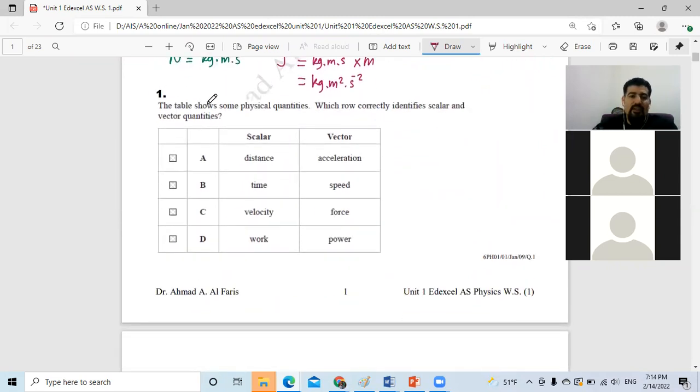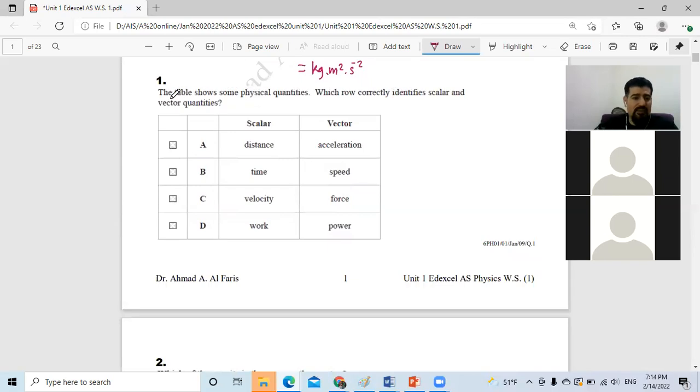First question. You have this worksheet. I think it was sent to you with a link. If you don't have it, you can message me on the chat and I'll send it to you, no problem, but not now, after the class. The table shows some physical quantities. Which row identifies scalar and vector quantity? Since you know from the IGCSE that vector quantities have direction.